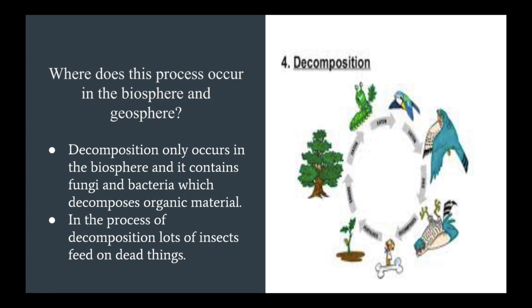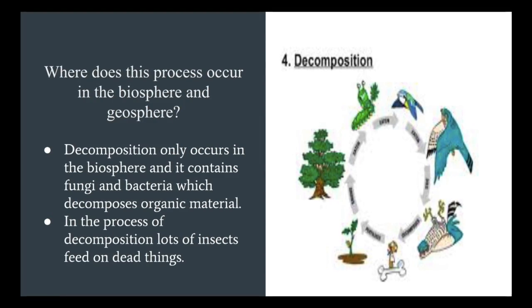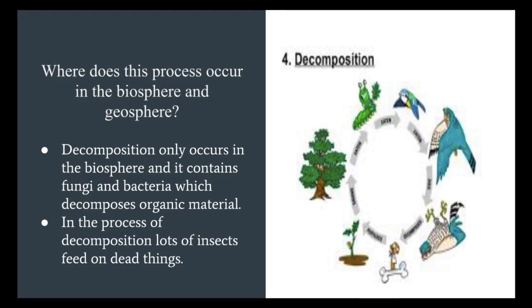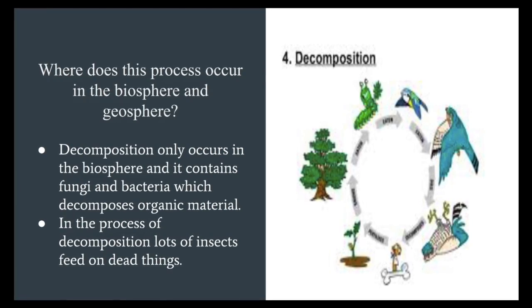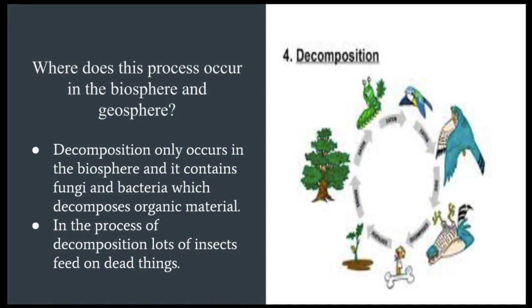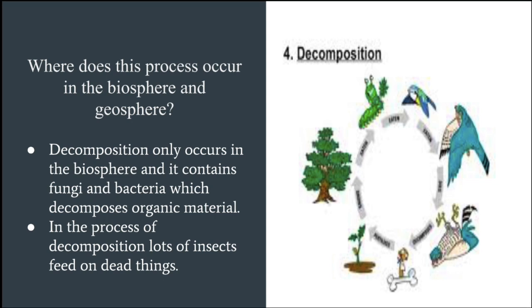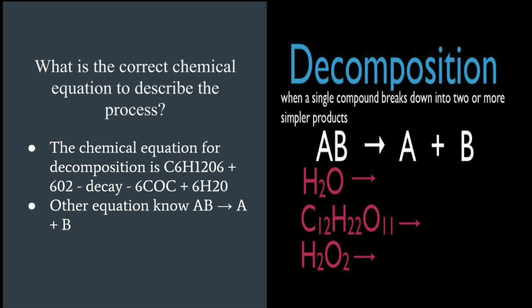Decomposition only occurs in the biosphere, and it contains fungi and bacteria, which decompose organic material, such as animals and things of that sort. In this process of decomposition, lots of insects feed on the dead things. So when an animal dies, insects basically feed off of it.